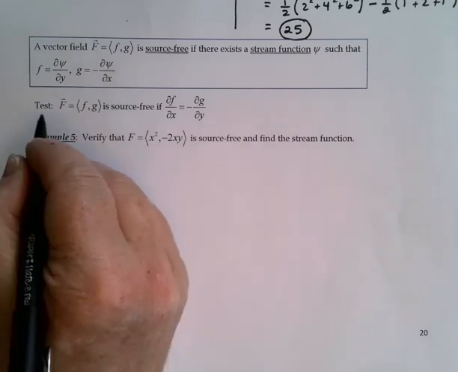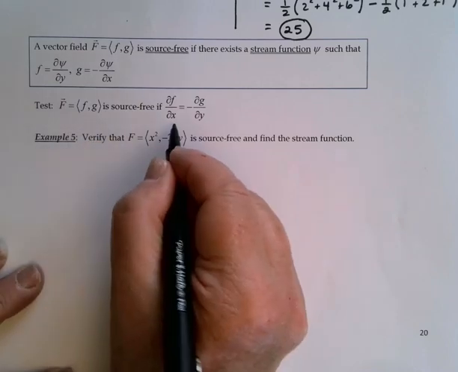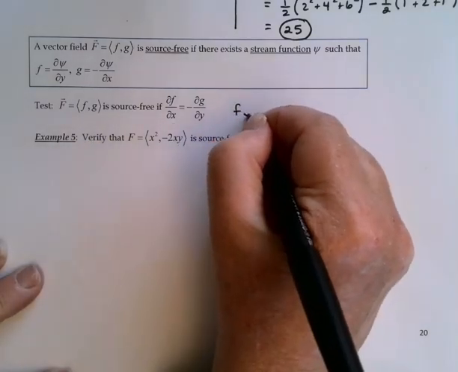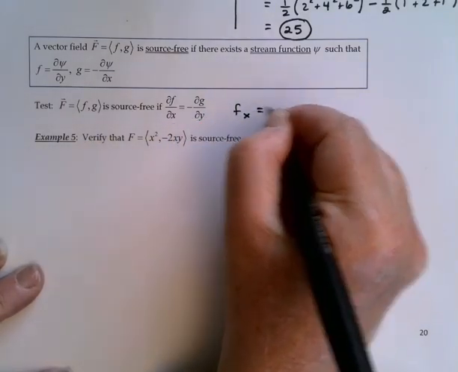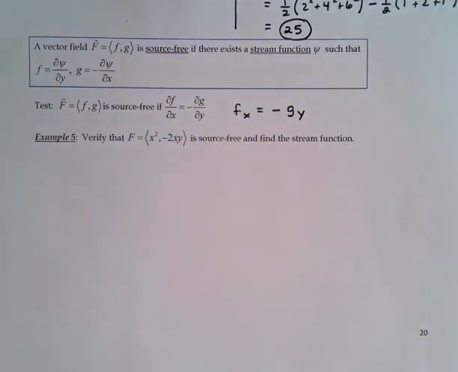All right, here's our test. F is going to be source-free if, and I'll write the abbreviated form, f sub x is equal to minus g sub y. Quick note, we're only going to do these for now for two-dimensional functions, just like we only did the flux integrals for two-dimensional functions.